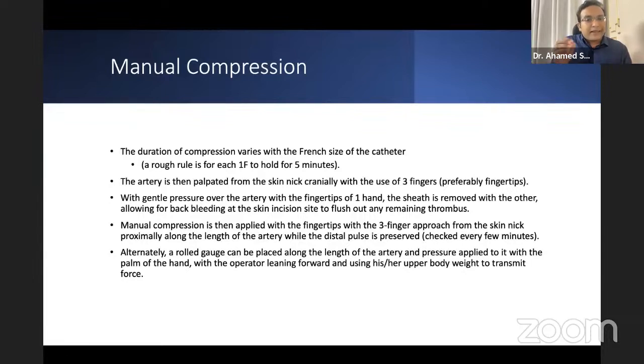Manual compression depends on the French size used. A rough rule is for each one French, hold for 5 minutes. So that will help. If you use a 5 French catheter, you have to hold for at least 25 minutes.